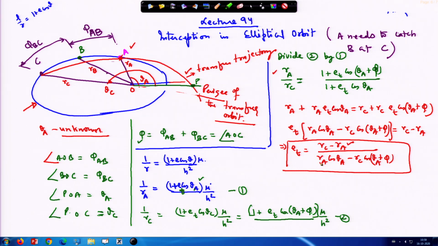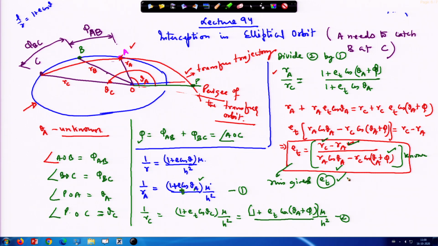R A is known, this R A is known here, R C is known, okay. Theta a we are assuming, phi is known. Okay. So, all the quantities on the right hand side in this equation are known. So, this side is known, and therefore, this gives you E t.